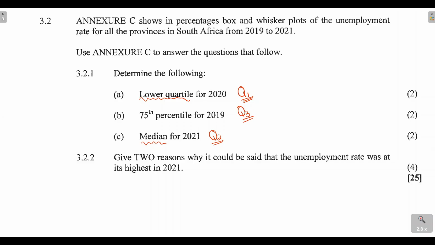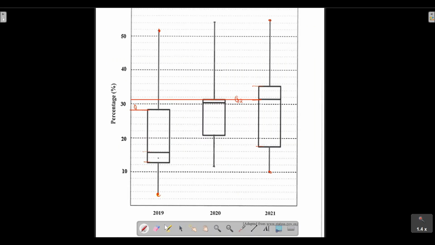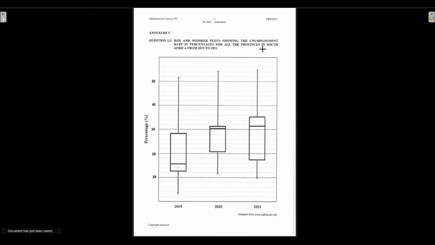Okay, let's have a look at the last question. Question 3.2.2 says give 2 reasons why it could be said that the unemployment rate was at its highest in 2021. So in this question, we're trying to see if we can interpret the conclusions that we can make from having a look at our box and whisker diagram. What is this box and whisker diagram actually telling us about the unemployment rate? We're just going to be focusing on the box and whisker diagram for 2021. I'm going to zoom out so we can still have a look at the information that was given to us. So why could we say that the unemployment rate was at its highest in 2021?